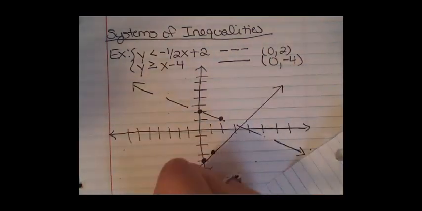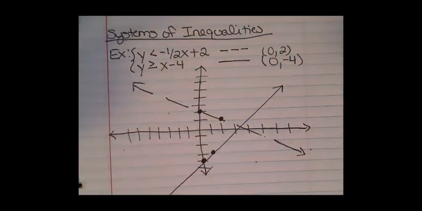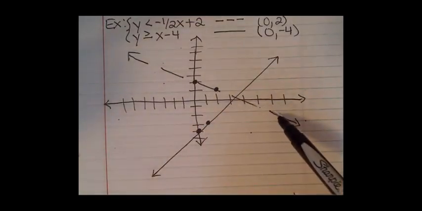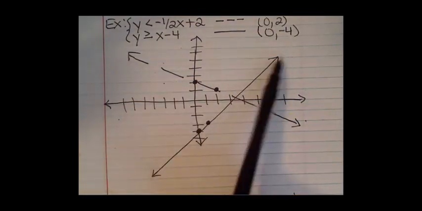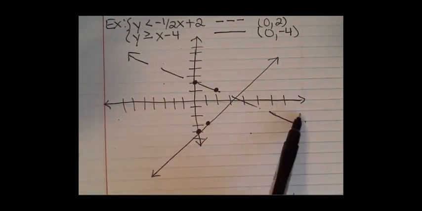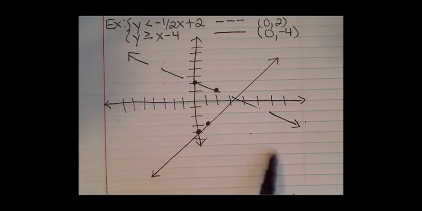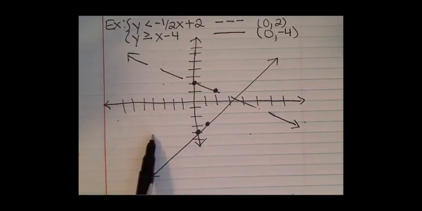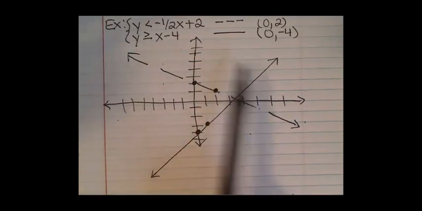Now, how do we know where we need to shade? Well, we need to pick a point. But whenever we were just doing a single line, we only had to pick 2. There's 2 spots that it could be. It could either be above the line or below the line. But if you look, we kind of have 4 sections. We have this section, and this section, and this section, and this section. So one of these 4 sections is going to get colored, but we don't know which one.